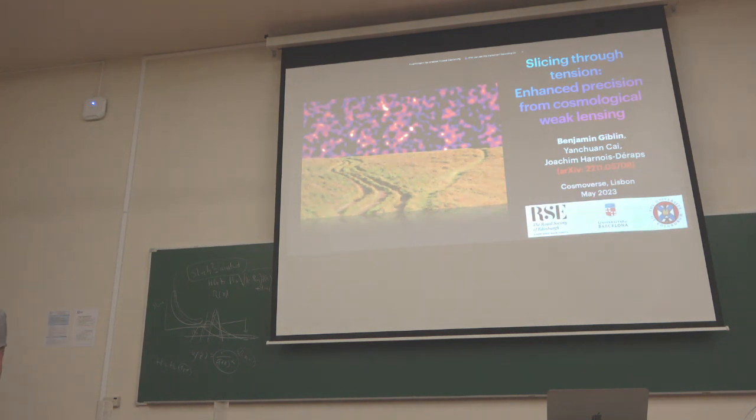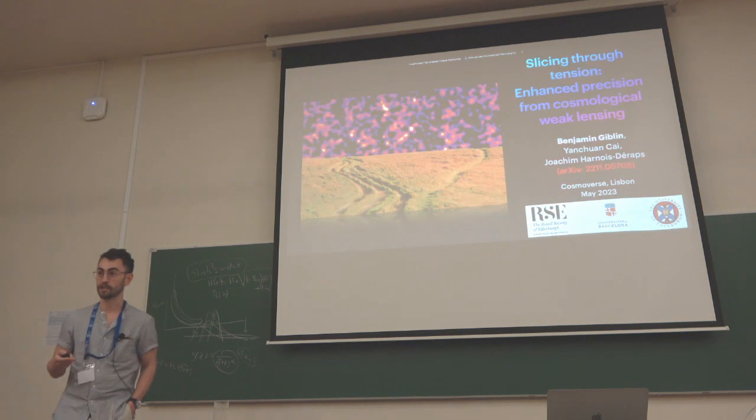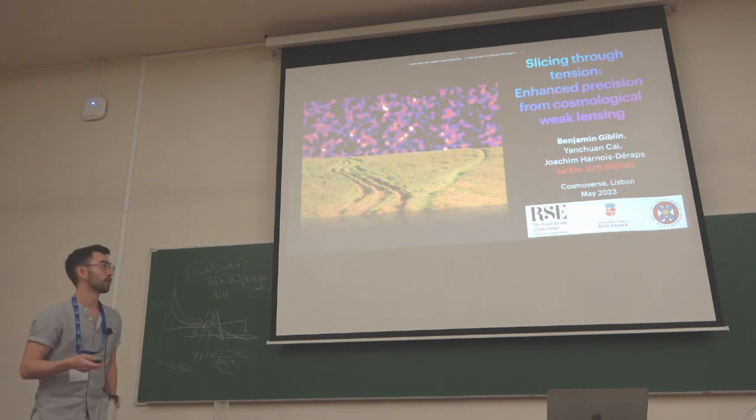So my name is Benjamin Giblin. I'm a research fellow at the University of Edinburgh, formerly actually at Barcelona. And this talk, as you can see, is about slicing through the tension, how we can get improved cosmological parameter constraints from weak gravitational lensing, also known as cosmic shear.